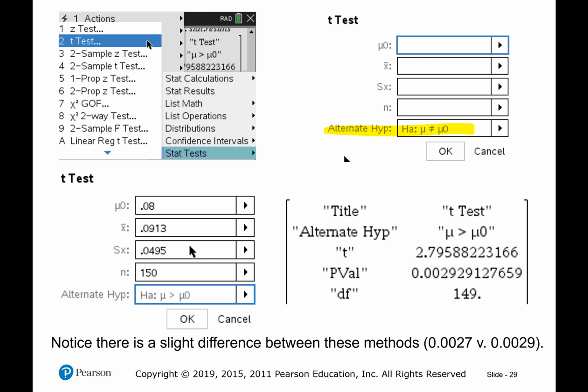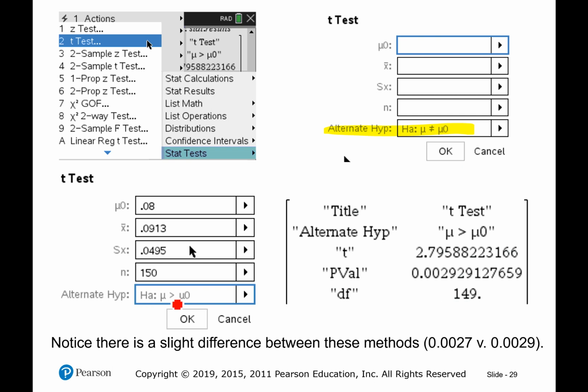All right, so again, in this case, our null hypothesis has a mean, mu0 is 0.08. Our sample turned out to be 0.0913. The sample standard deviation, 0.0495. Again, these numbers came from the statistics. That came from our null hypothesis. And carefully, just put in sample size this time. It will automatically subtract 1 and give you degrees of freedom. You don't have to worry about that at all.